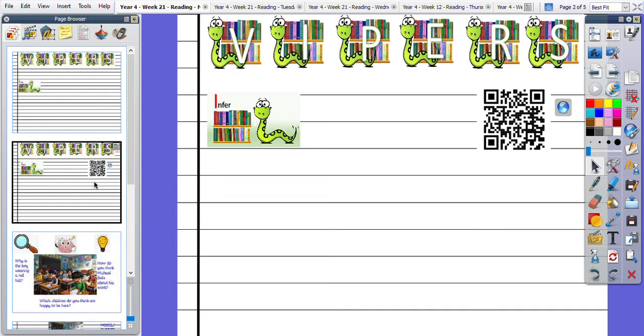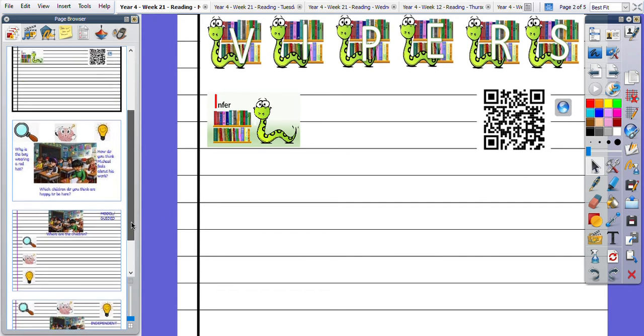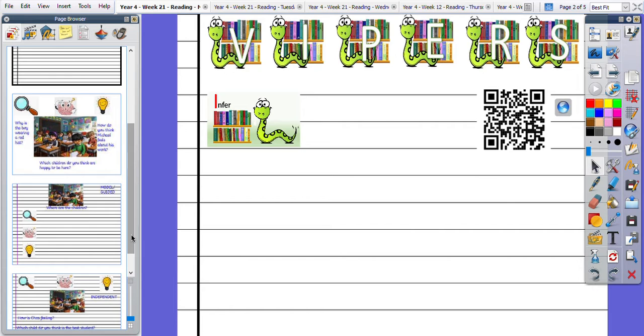So going into our lesson then, can you please pause the video and follow this link here where you will find a video telling you all about inference, okay? If you can't use the QR code, then the link is on the website to follow. So pause the video and go and follow the link.